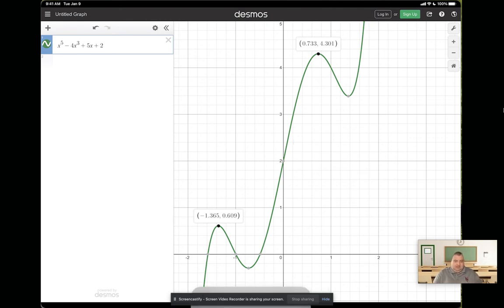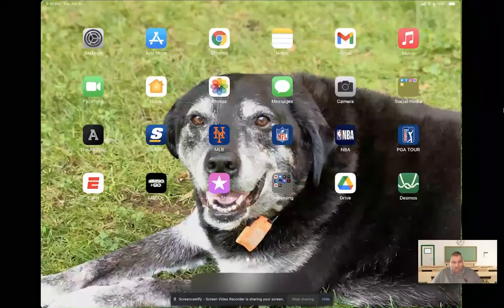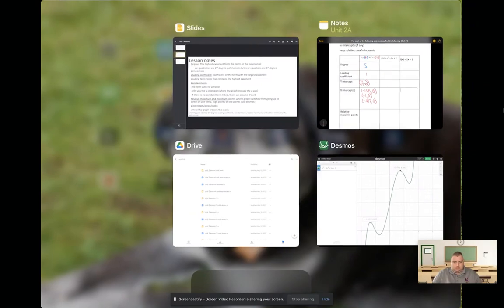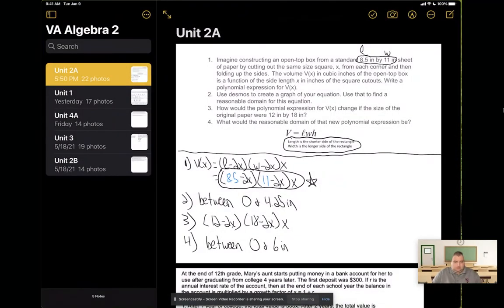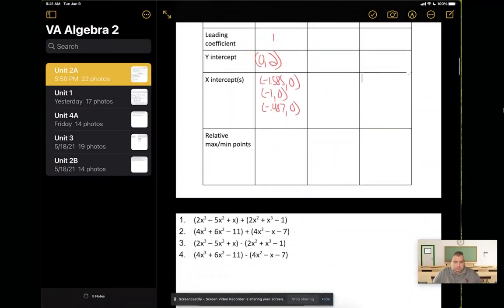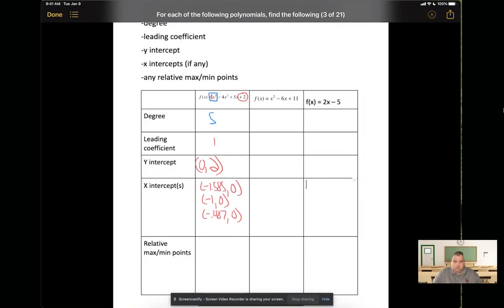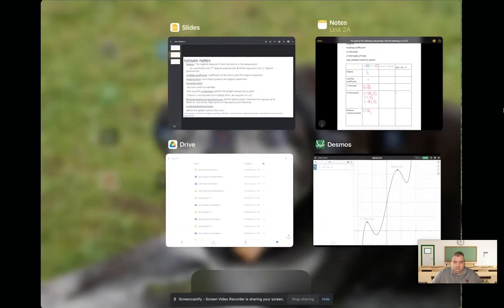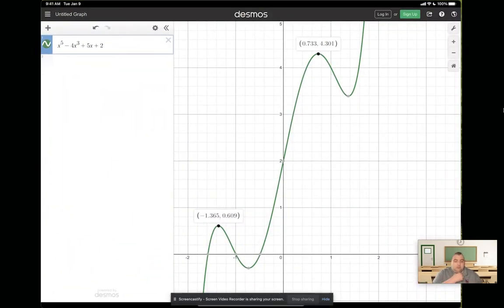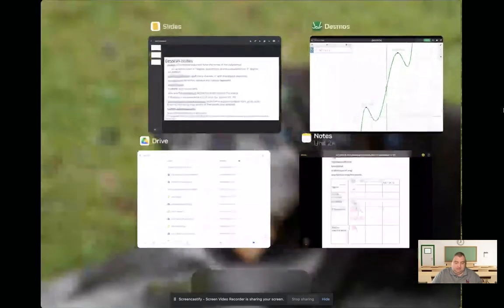So my maximum point is going to be negative 1.365, comma, 0.609.